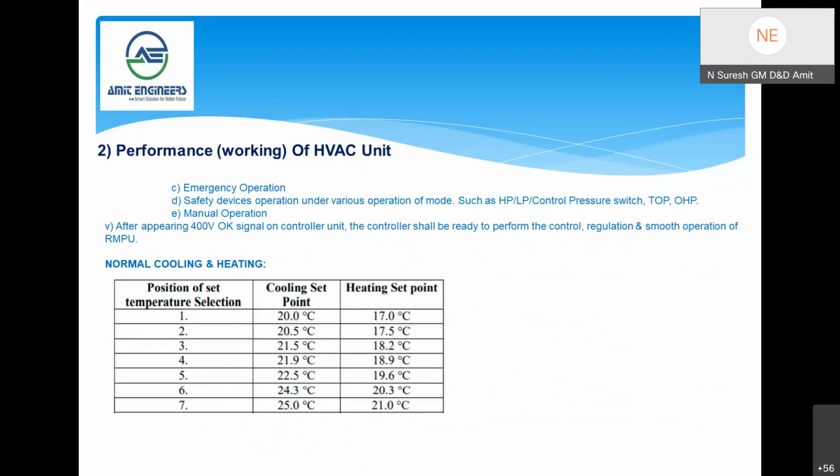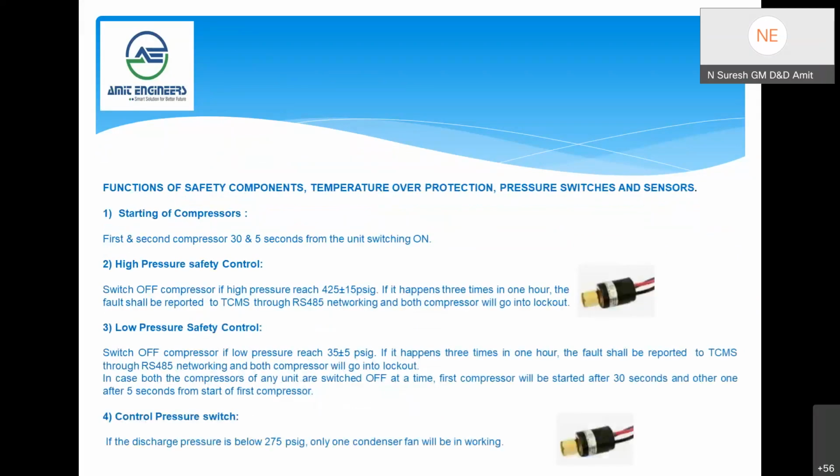This is a brief about the cooling set point and the heating set point, and this is broadly followed in even LHV coaches. And there are safety devices under various operating modes such as LP, HP, and control pressure switch, TOP, and OHP. System safety components are a high pressure safety control switch and a low pressure safety control switch.